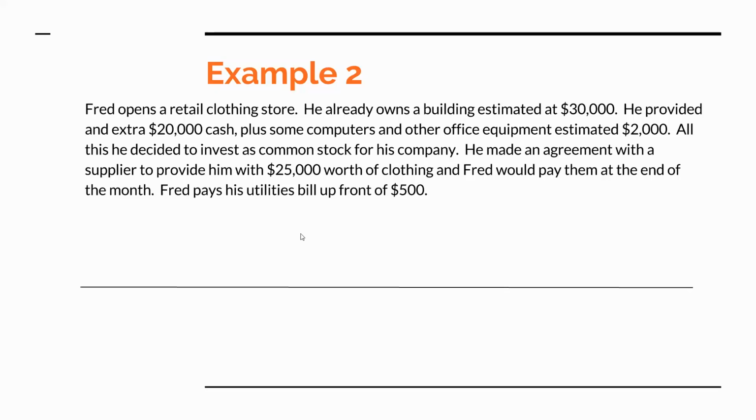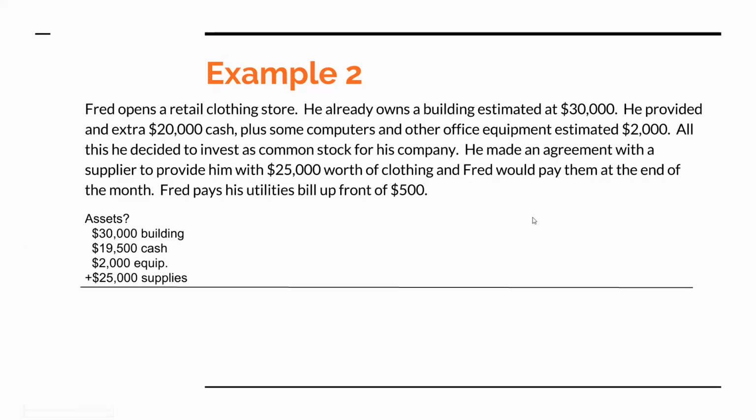First off, as we realized in the last example, even though he is borrowing this $25,000 worth of clothing, that still is an asset because that counts as supplies. Next, we're going to differentiate this one because office equipment and office supplies are different from clothing supplies, because in this one, Fred is selling the clothing, but he wants to keep his office equipment.